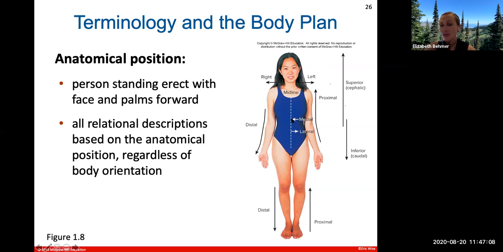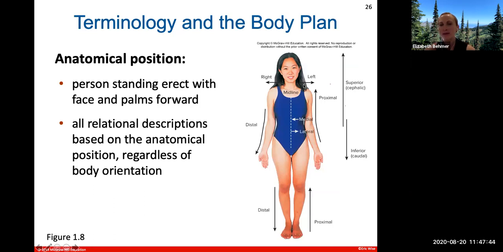There's also directional terminology in comparison to the midline of a person. So a midline goes right down the center of your body, and any structures closer to that midline, we say they are medially located, and structures further away from the midline are laterally located. So in this person, her shoulders are lateral to her belly button because her shoulders are further away from her midline. Her belly button, her umbilicus, is medial to her hips or her ilium bones.